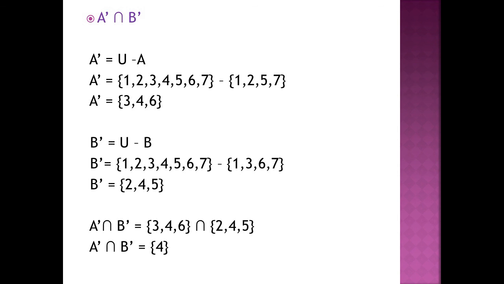A complement intersection B complement is equal to {3, 4, 6} intersection {2, 4, 5}. What is intersection? In the intersection of two sets, we write the common elements between the two sets. {3, 4, 6} and {2, 4, 5} have one common element, which is 4. A complement intersection B complement is equal to {4}. This is the answer of the question.